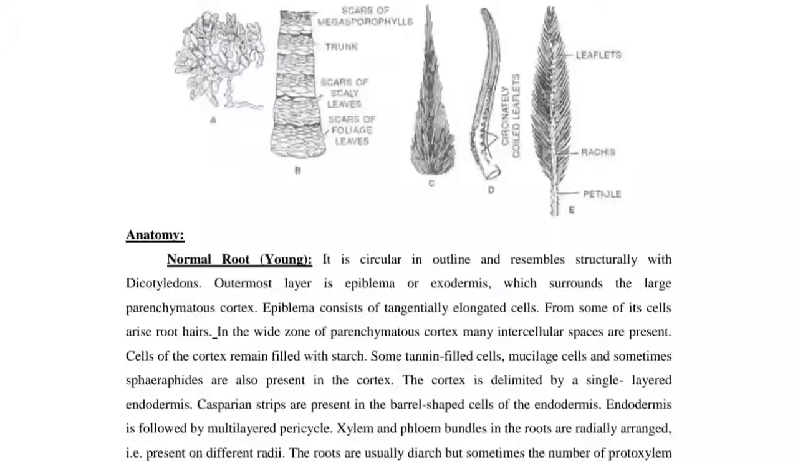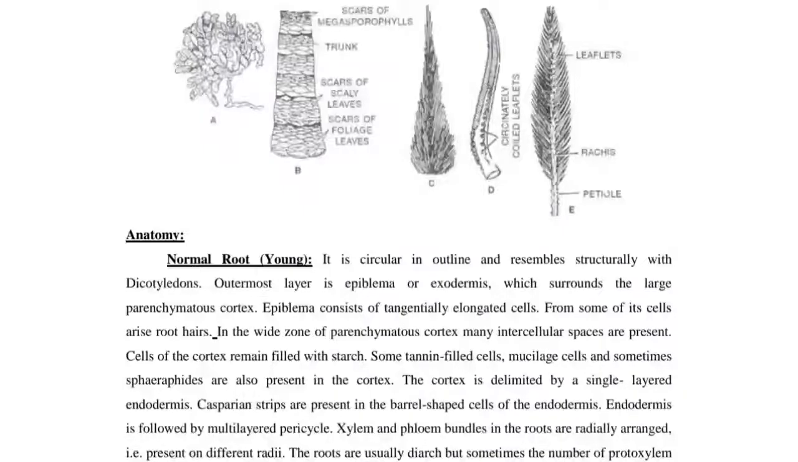From some of its cells arise root hairs. In the wide zone of parenchymatous cortex, many intercellular spaces are present. Cells of the cortex remain filled with starch. Some tannin-filled cells, mucilage cells and sometimes pneumatophores are also present in the cortex. The cortex is delimited by a single-layered endodermis. Casparian strips are present in the barrel-shaped cells of the endodermis.